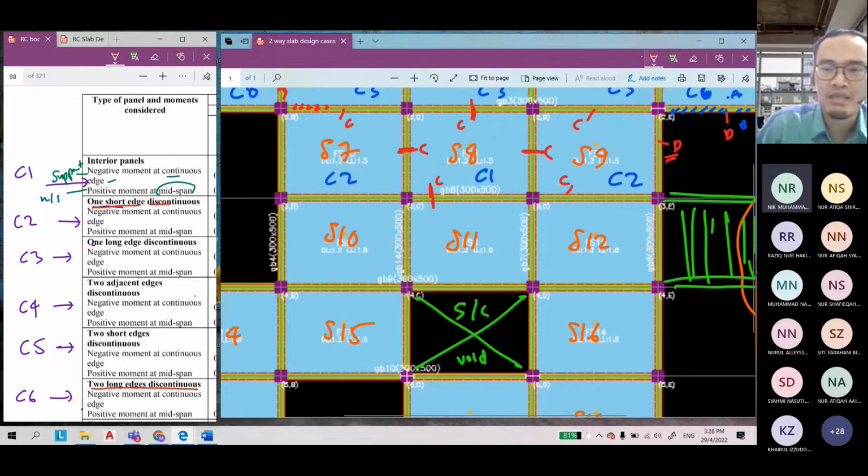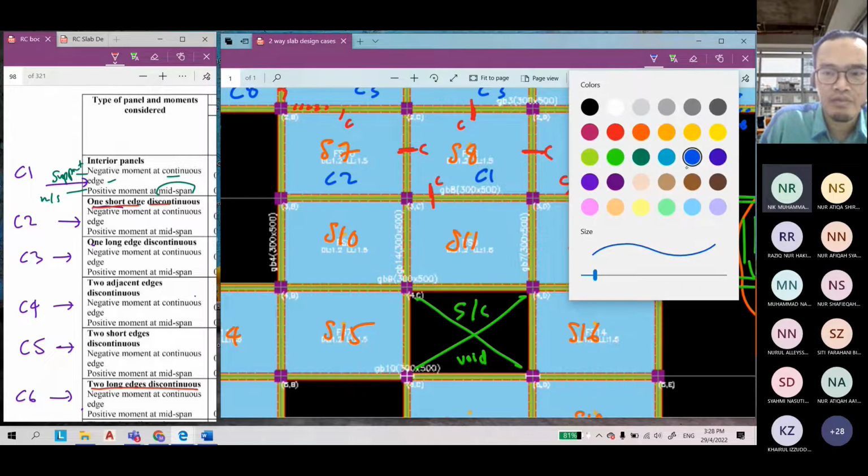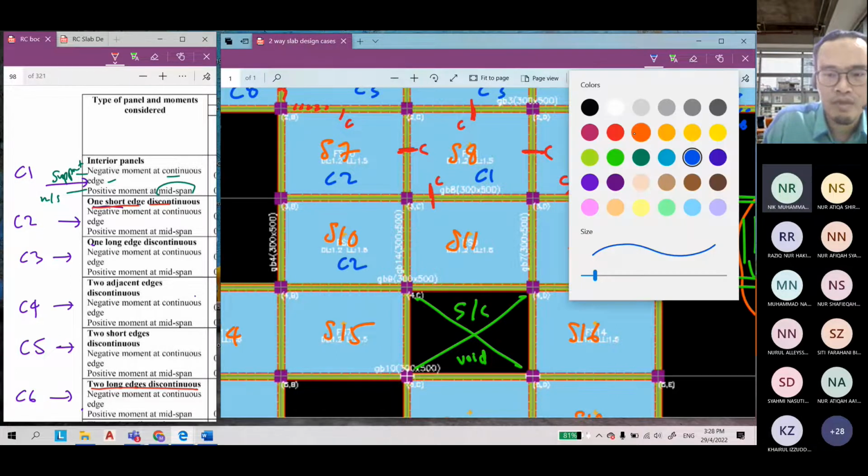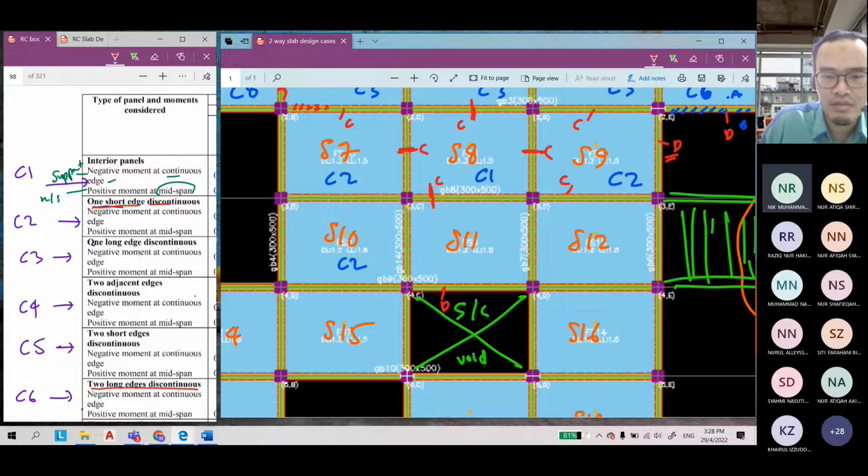Slab number 10 is case number 2. Okay, good. How about slab number 11? Case 3. You have one long edge discontinuous. Here is discontinuous; here is continuous, continuous, and continuous. This one has one long edge discontinuous.